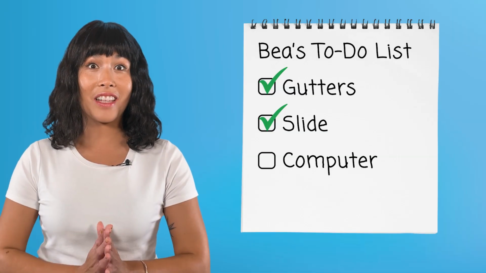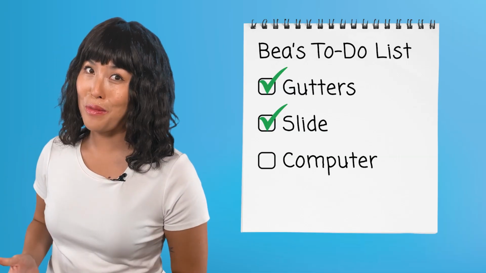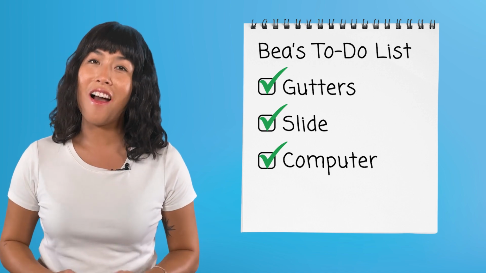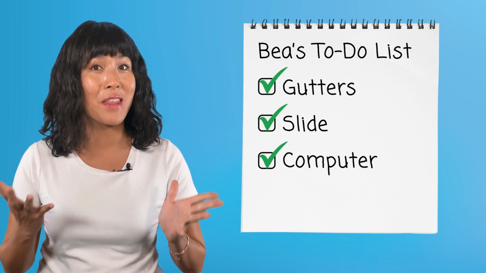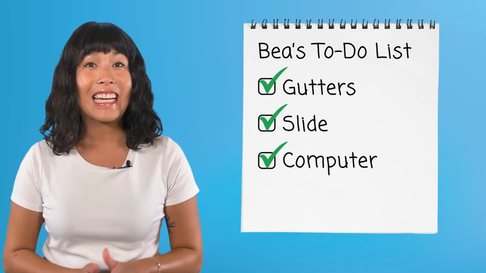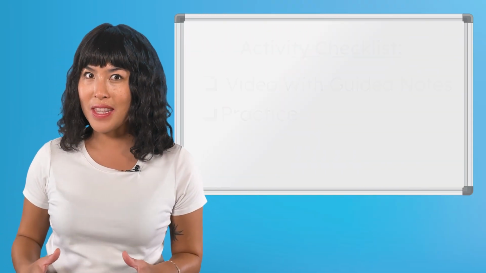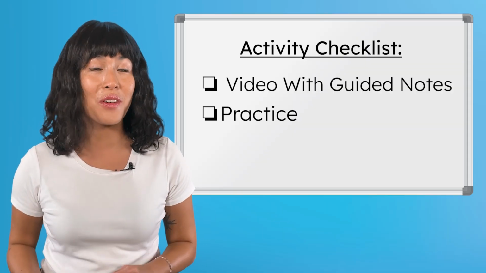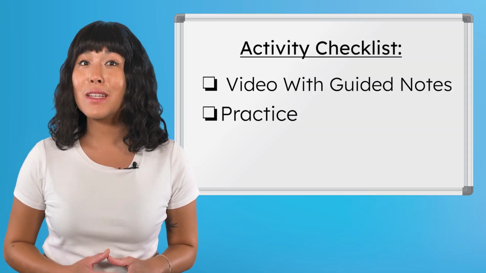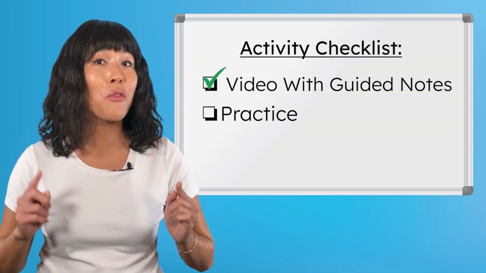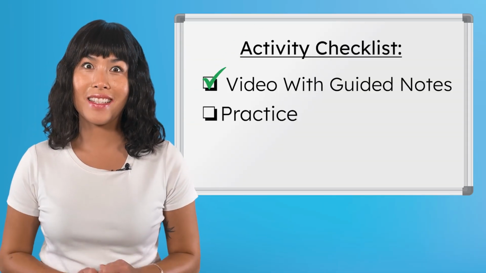Whew! I've cleaned the gutters, picked up the slide from the store, and taken the computer out of my online shopping cart, all with a little help from the Pythagorean Theorem and you, of course. Today, we explored how the Pythagorean Theorem helps solve real-world problems by calculating distances and estimating square roots. Make sure you finish up these notes before you attempt the online practice. And remember, math is everywhere.